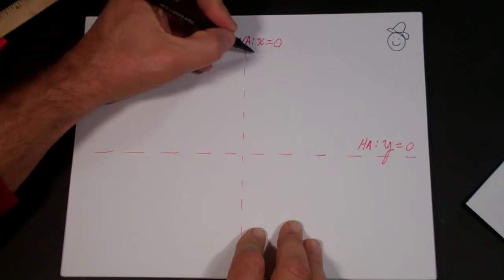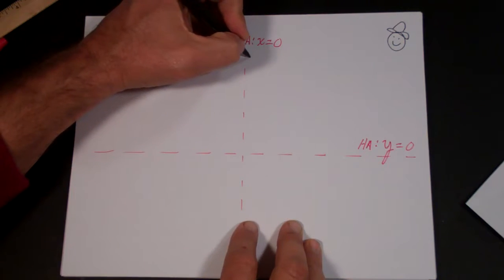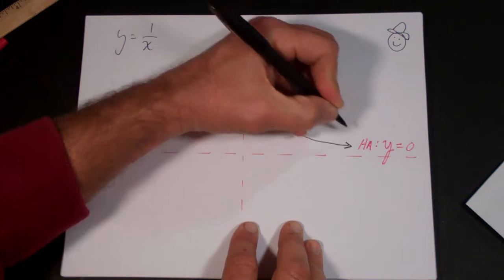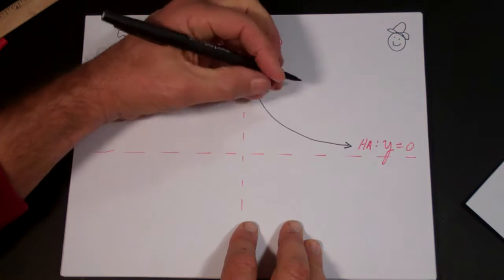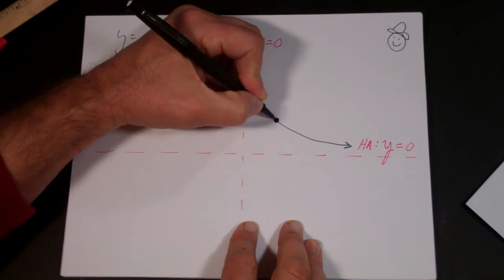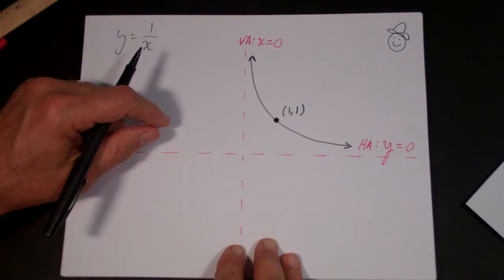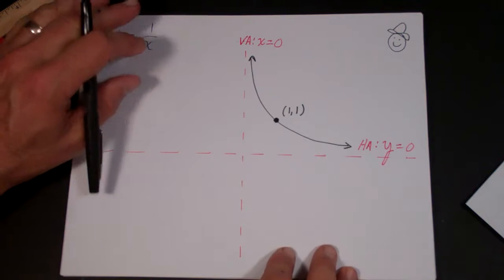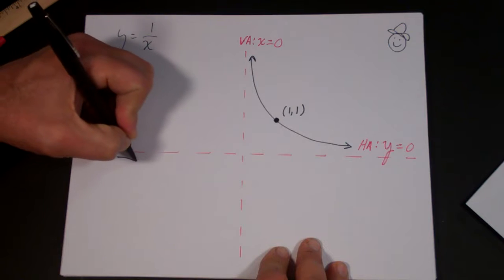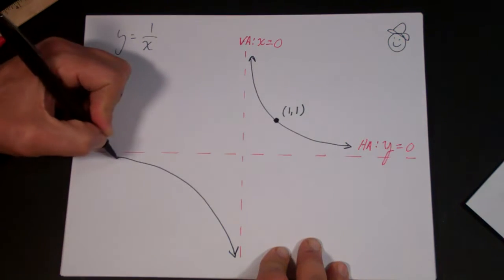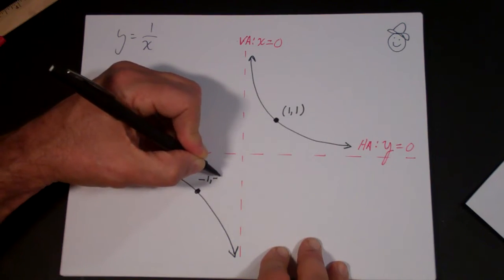Then what's going to happen is in this quadrant here, the graph is going to look something like this. In fact, it's going to approach the vertical asymptote, and it's going to approach the horizontal asymptote. And to get a sense of scale, this point right here is going to be the point (1, 1). Then the graph is going to have a mirror image across the origin, and it's going to approach the vertical and horizontal asymptotes again. This point right here is going to be the point (-1, -1).